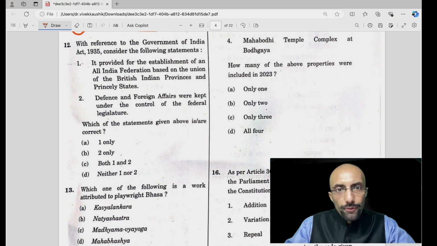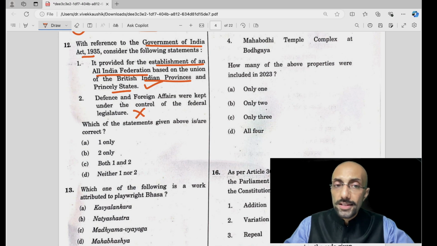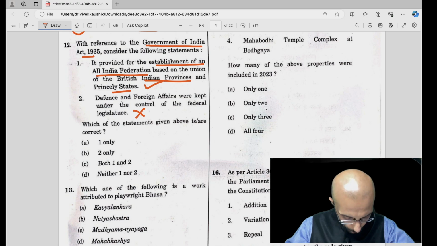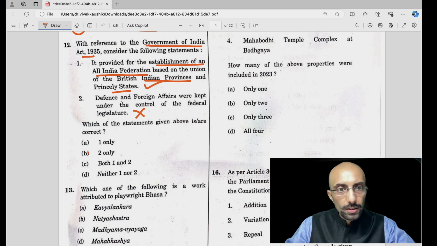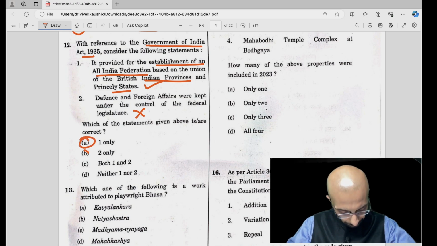Now, regarding Government of India Act 1935, it provided for the establishment of an All India Federation based on provinces and princely states. Correct. Defence and foreign affairs were kept under the control of the federal legislature? No, this is wrong. These subjects were still under the control of the Governor General. So for the 12th question, the answer will be B. Sorry, correct, A, 1 only.